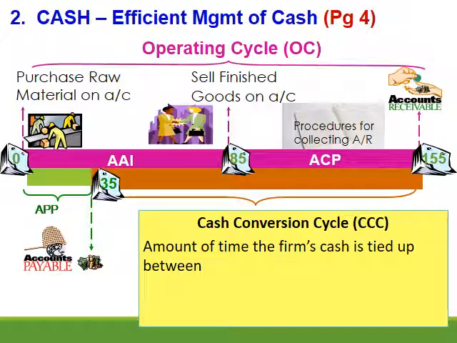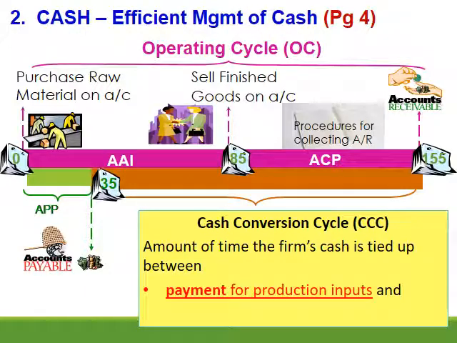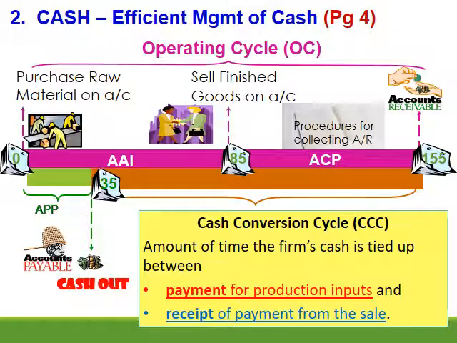Cash conversion cycle, CCC, is the amount of time the firm's cash is tied up between two points. The first point is payment for production inputs, which is shown in the red cash out, and the second is the sales of the resulting finished product, which shows the blue cash in. Any questions so far?